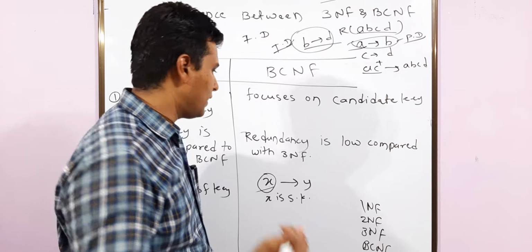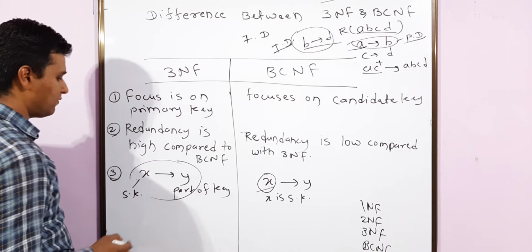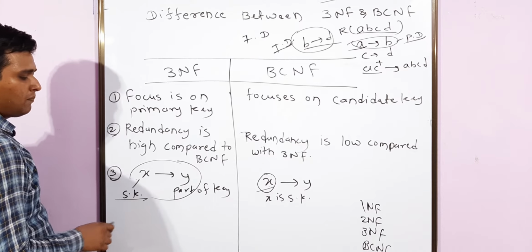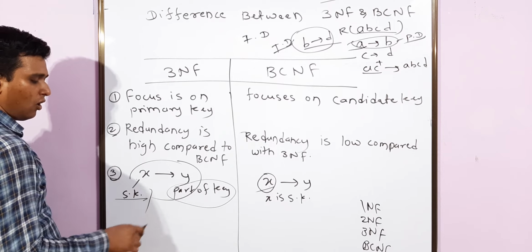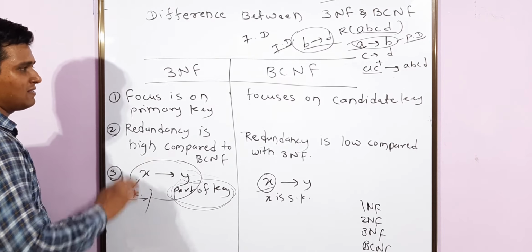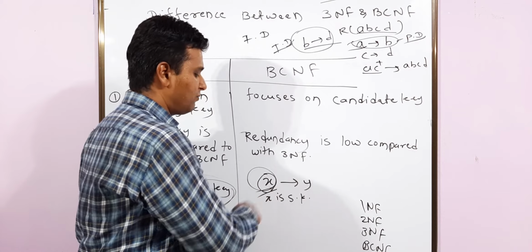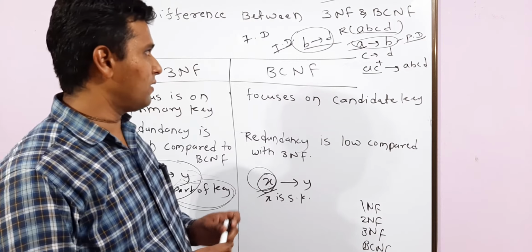Now in 3NF, for X determines Y, X can be a super key, or Y can be part of a key. Either X is a super key or Y is part of a key. In this case, we can say that this is in 3NF. For BCNF, the left-hand side should be a super key for every functional dependency. I hope you have understood this.